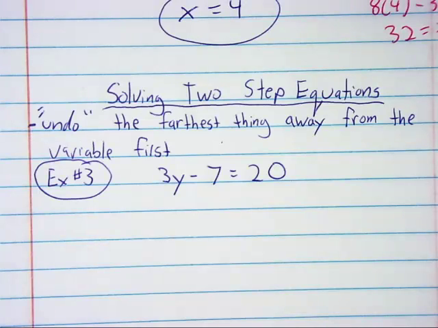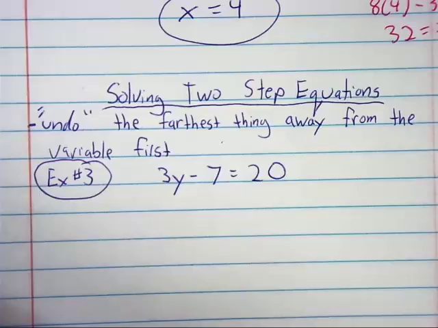And when I say furthest thing away from the variable first, I assume that you know what I mean by it being the furthest thing on the same side of the equal sign. So I don't mean this 20. What's the furthest thing away from the variable, away from the y in this example problem? Harry? The 7. So guess what we've got to take out first? The 7. That's like taking our shoes off before we can take our socks off.